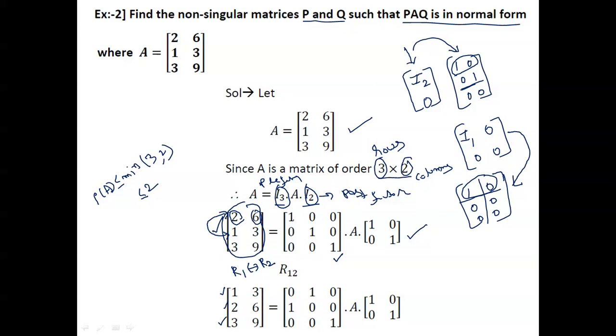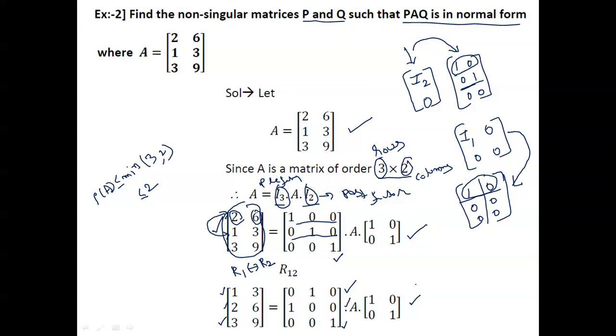In I3, this is the first row, this is the second row. The first row is replaced by the second row, and the second row is replaced by the first row. So 0 1 0, 1 0 0. The elements in the third row are in the same position. So the prefactor is also the same.